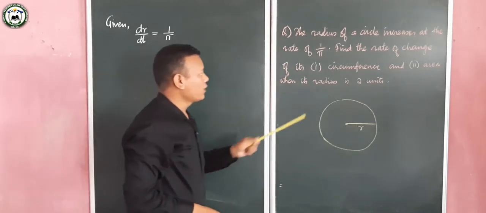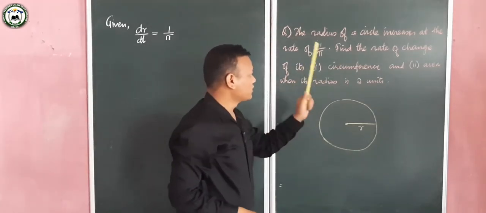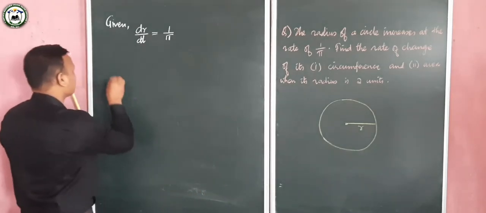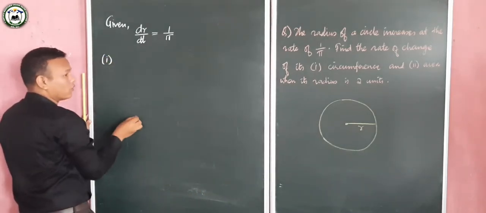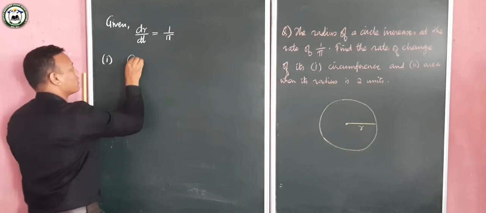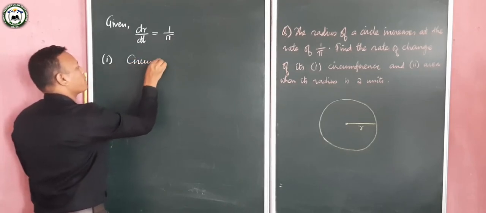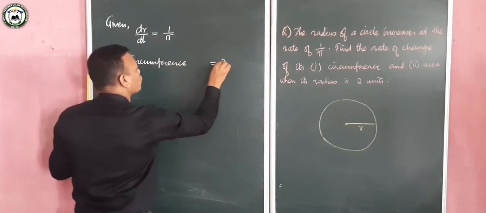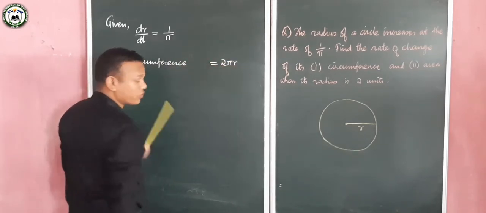Now we need to find the rate of change of its circumference. So let us first deal with our circumference. So number 1. Now circumference is given by 2 pi r, yes or no, right?